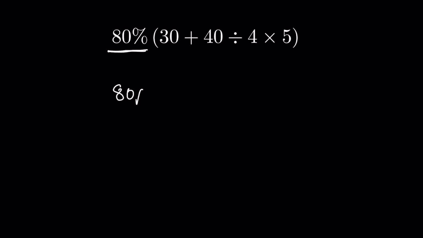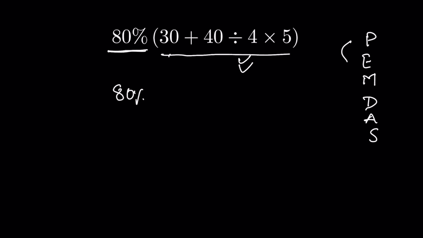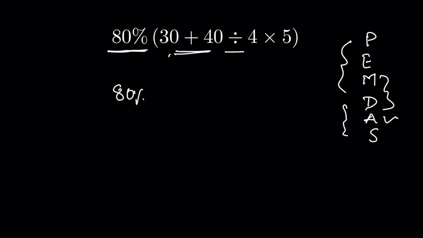Now as per order of operations, we first solve the parenthesis, so we will have to solve this part first. After parenthesis: exponent, multiplication, division, addition, subtraction. Remember that within parenthesis also we have to follow this order. Addition comes after multiplication and division, so we cannot do this first. Now here we have division and then multiplication. If you just follow PEMDAS, it says M first, multiplication, then division.